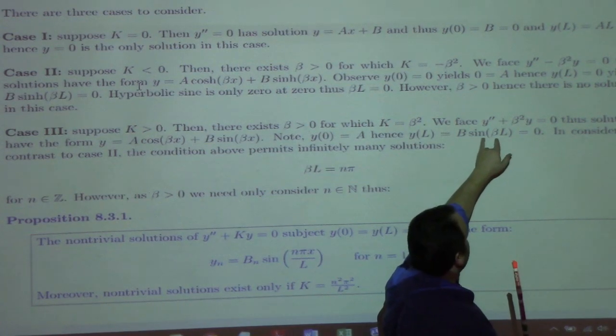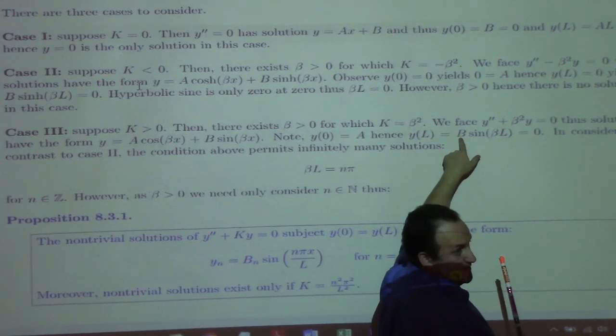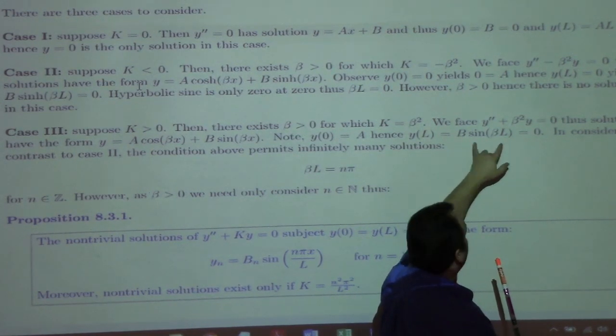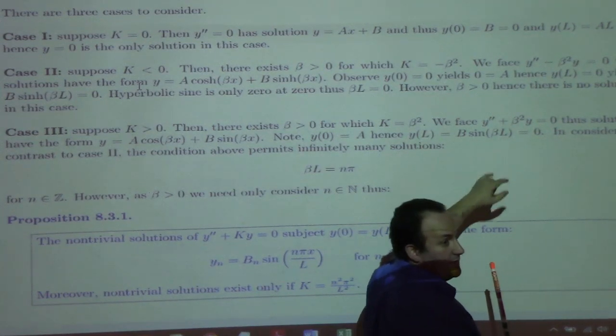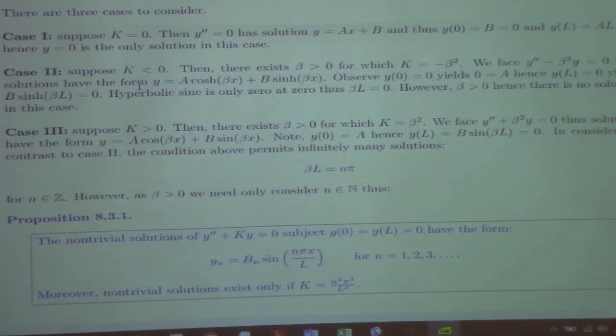What does this do? This forces either this to be 0, which is boring because that just gives me the 0 solution, right? Or sine of beta L has to be 0. How can we have sine of beta L be 0? What does that force beta L to be? Not 0. Well, 0 is one possibility, but that particular possibility is not allowed because we assume beta is positive, and L is not 0. What's that? Pi. That's another possibility.